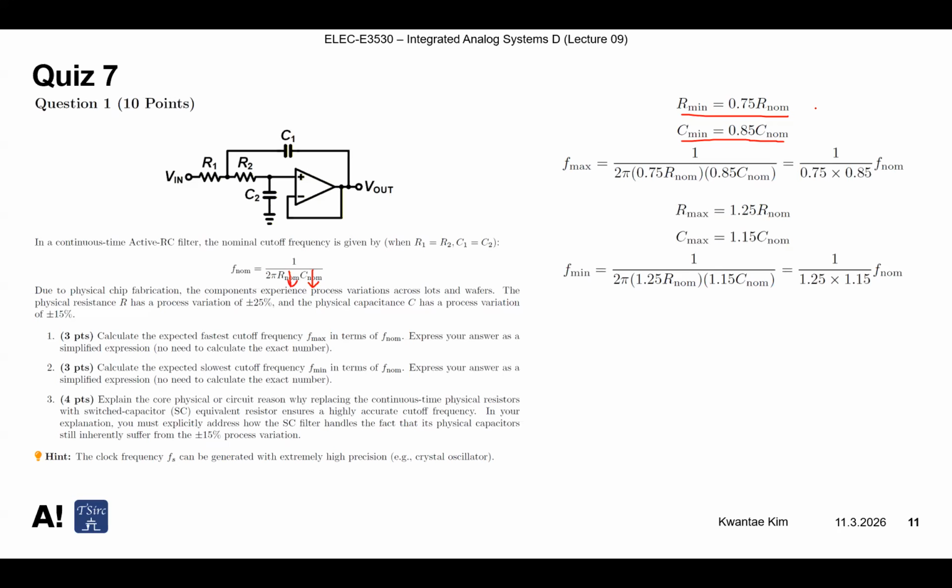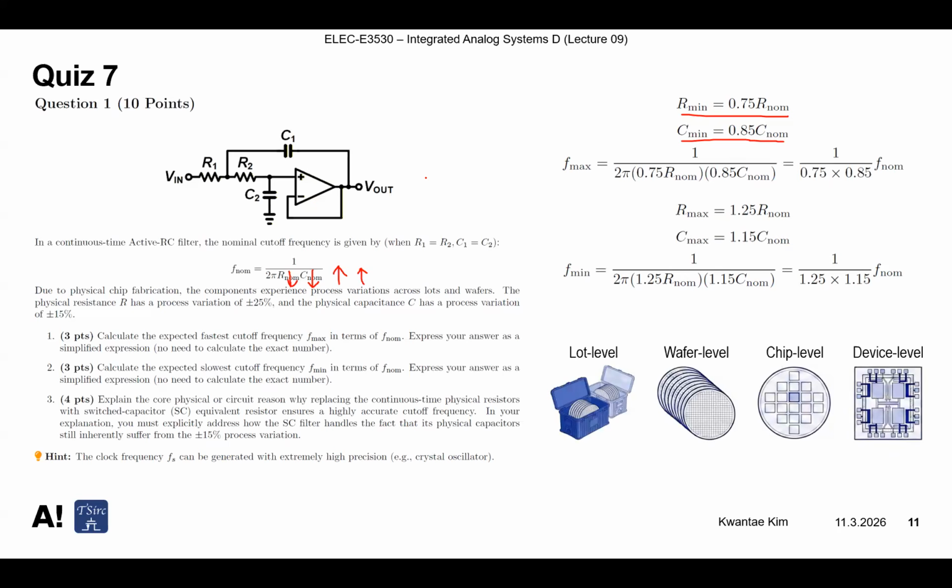And the slow frequency case is the same principle. We can pick 1 over RC, where R is high and C is high. That goes to 1 over 1.25 times 1.15, and that is in terms of F nominal frequency.